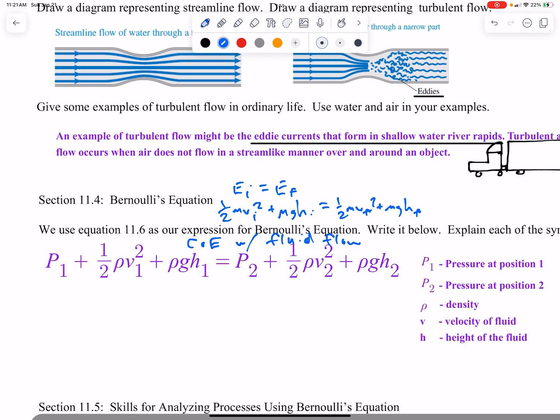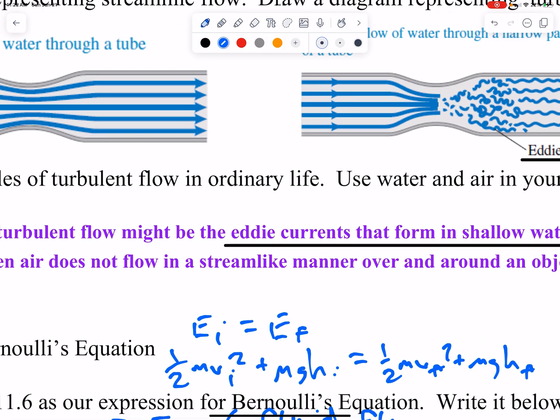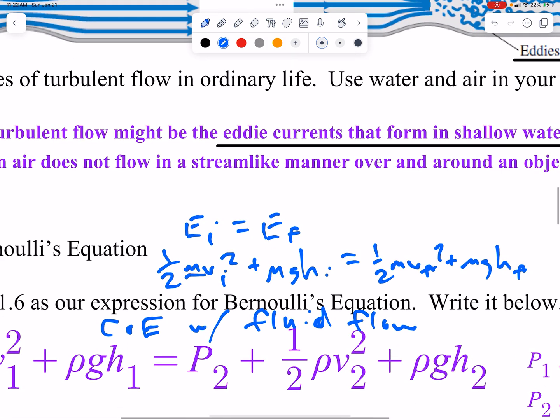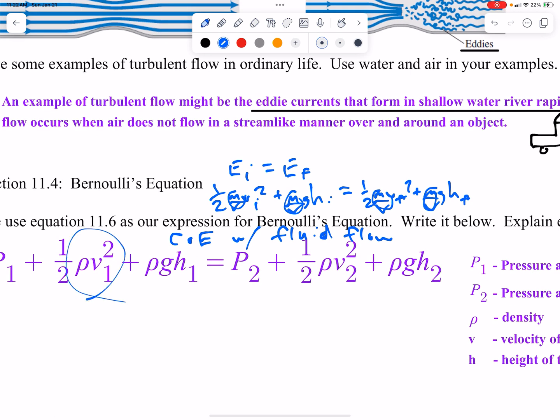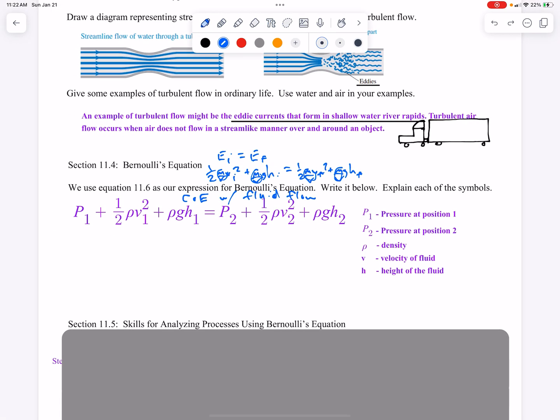Well, remember, we're talking about a fluid here, so we're not talking about the mass of the fluid per se, we're talking about the density of the fluid. So if we talk about the mass per unit volume, then we're looking at the density of the fluid. And you see where that part comes from. Now, the only other difference in there, like I said, this is conservation of energy with regard to fluid flow, because you're also interacting with the pressure at two different points.